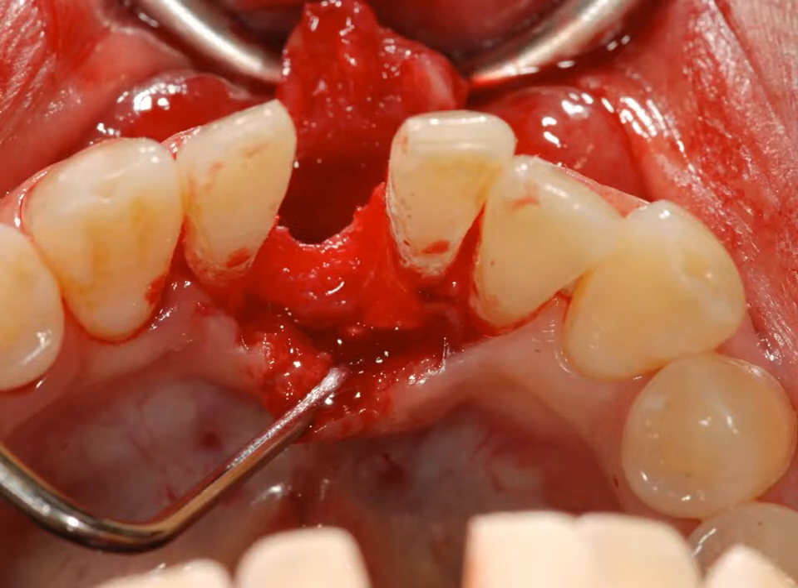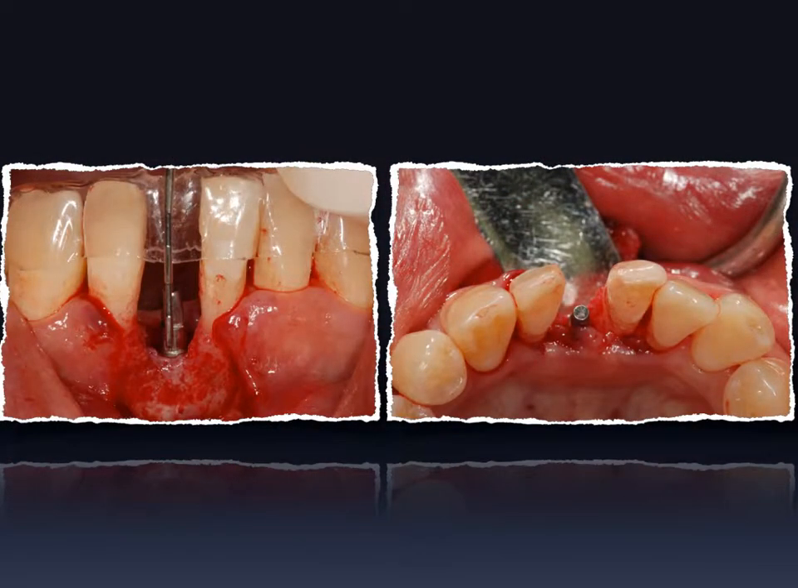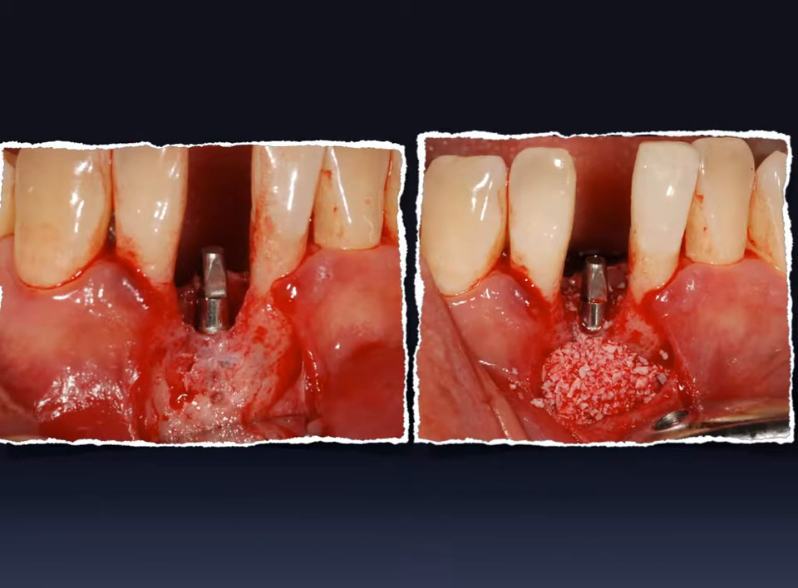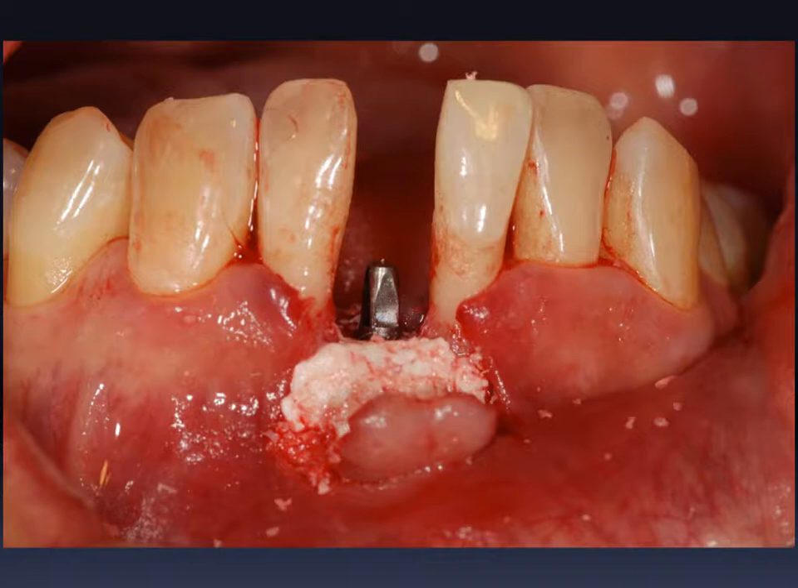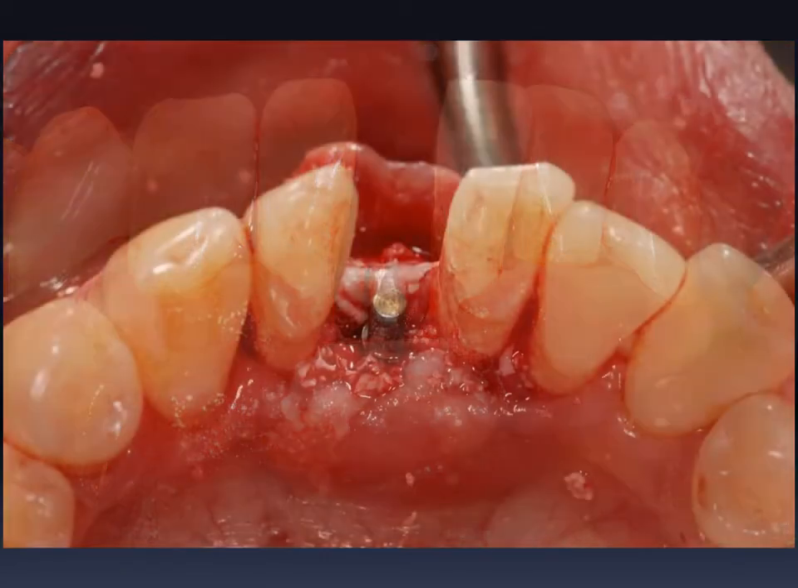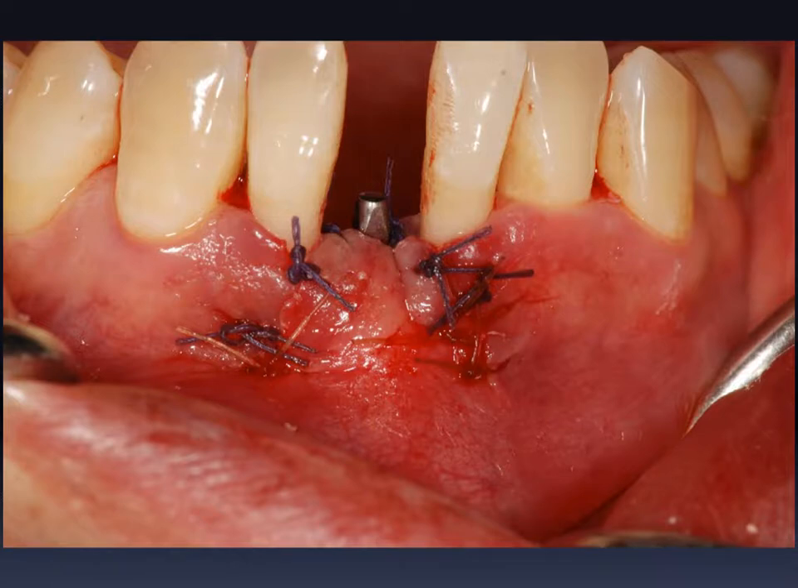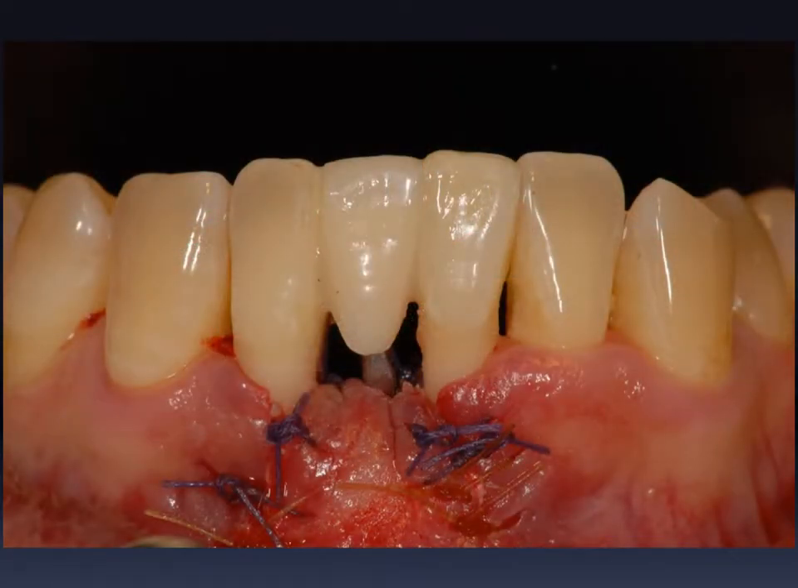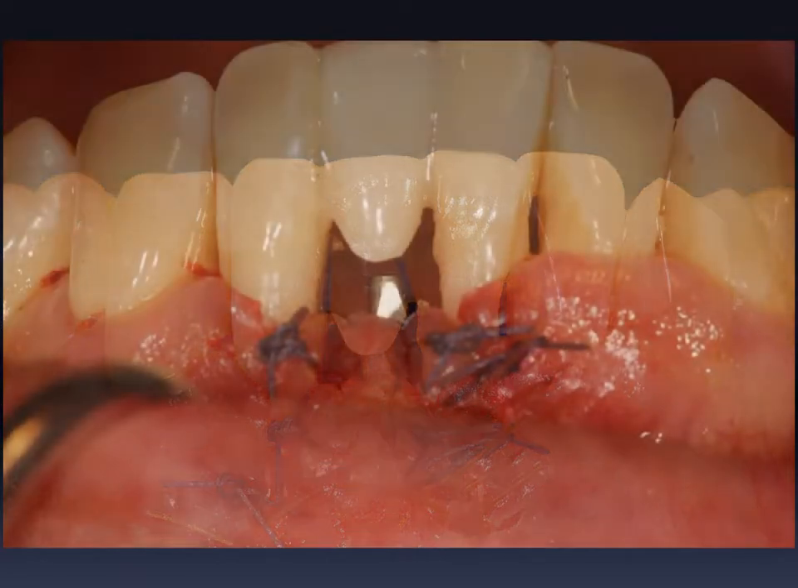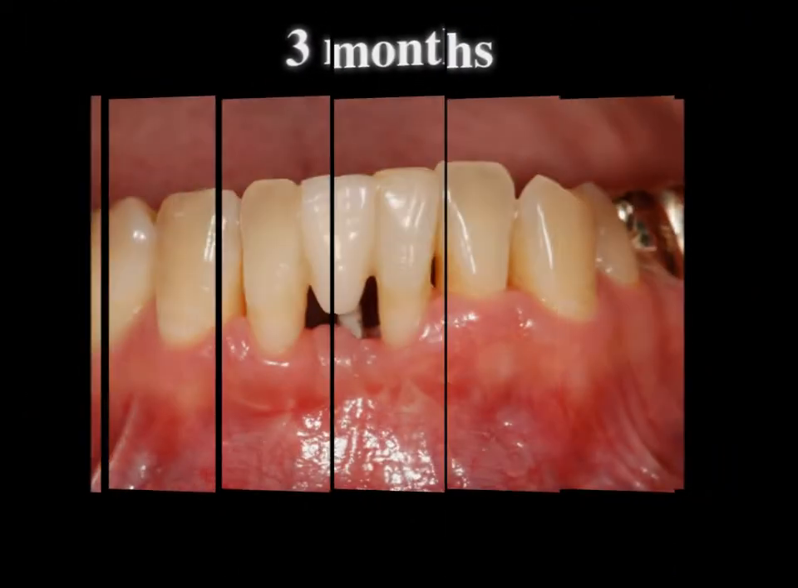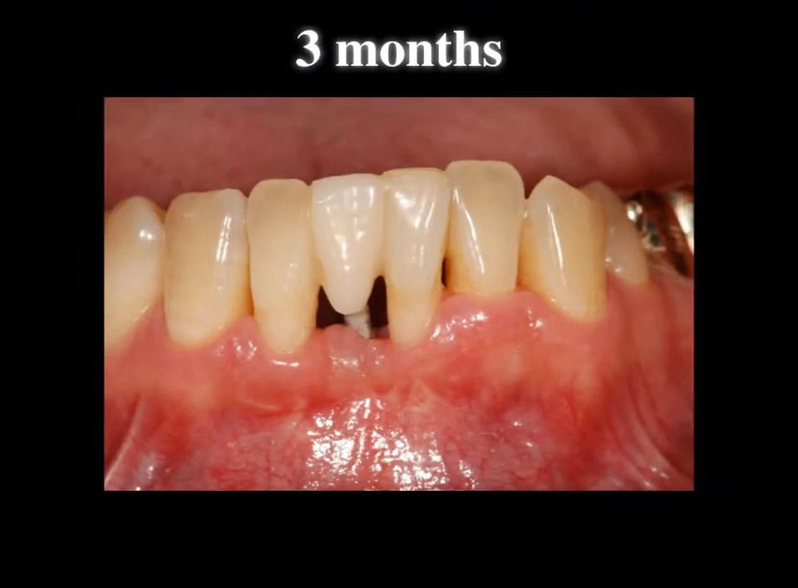Flap was reflected. A 2.5 millimeter mini implant was placed as planned. Because the remaining buccal bone was thin, bone graft was performed. In this case, calcium sulfate was used as a barrier for the bone graft. Flap was advanced and sutured, and a tooth-borne provisional was provided. Three months of healing was allowed.